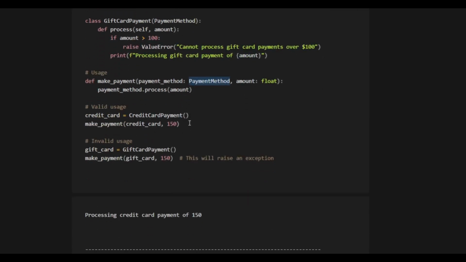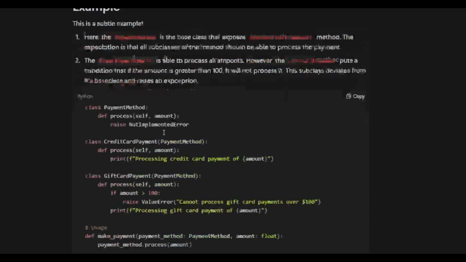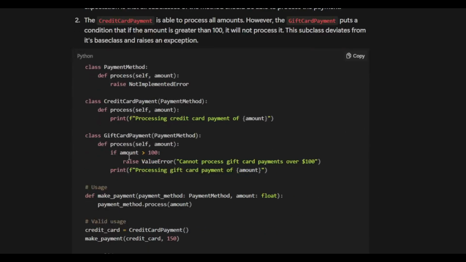Now, for example, a valid usage for the credit card is credit card payment, and then we make the payment using a credit card for amount 150. Same as with gift card, make payment, gift card, and 150. Now this is going to raise an error because we have a limitation here. If the amount is greater than 100, we need to raise an error.